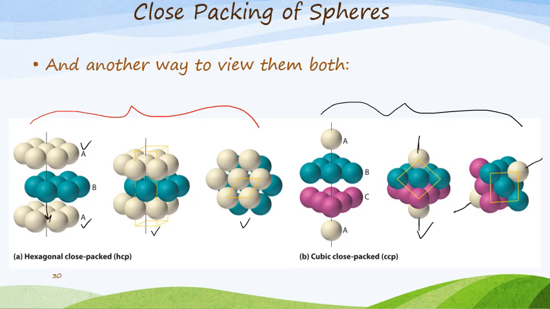Quick refresh, there are 3 types. Cubic packing, which is the least efficient in terms of packing, where there are large holes between the spheres. And then we have hexagonal close packing and cubic close packing. And cubic close packing results in face-centered cubic arrangements.